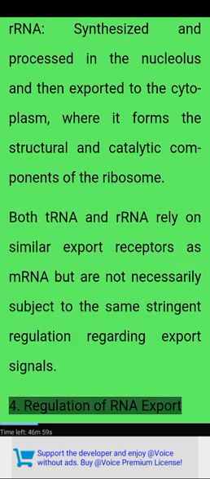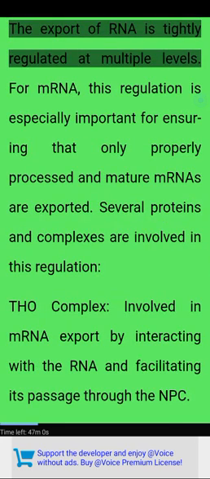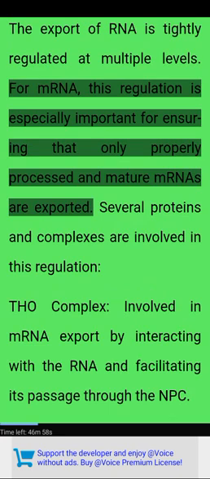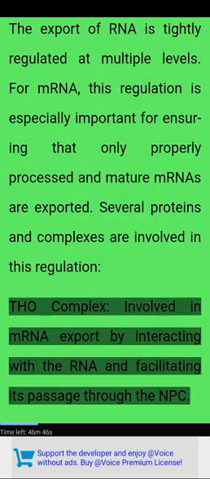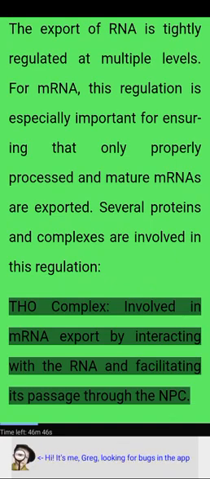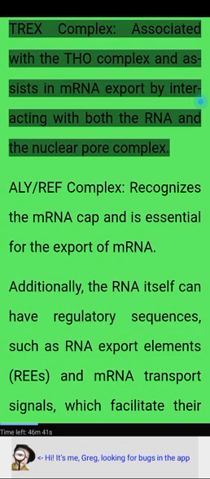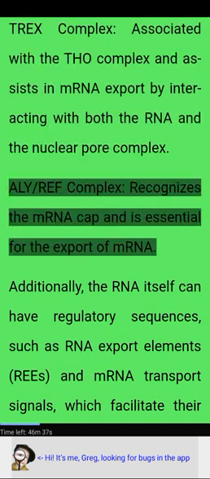4. Regulation of RNA export. The export of RNA is tightly regulated at multiple levels. For mRNA, this regulation is especially important for ensuring that only properly processed and mature mRNAs are exported. Several proteins and complexes are involved in this regulation. Go complex, involved in mRNA export by interacting with the RNA and facilitating its passage through the NPC. TREX complex, associated with the Go complex and assists in mRNA export by interacting with both the RNA and the nuclear pore complex. ALY/REF complex, recognizes the mRNA cap and is essential for the export of mRNA.